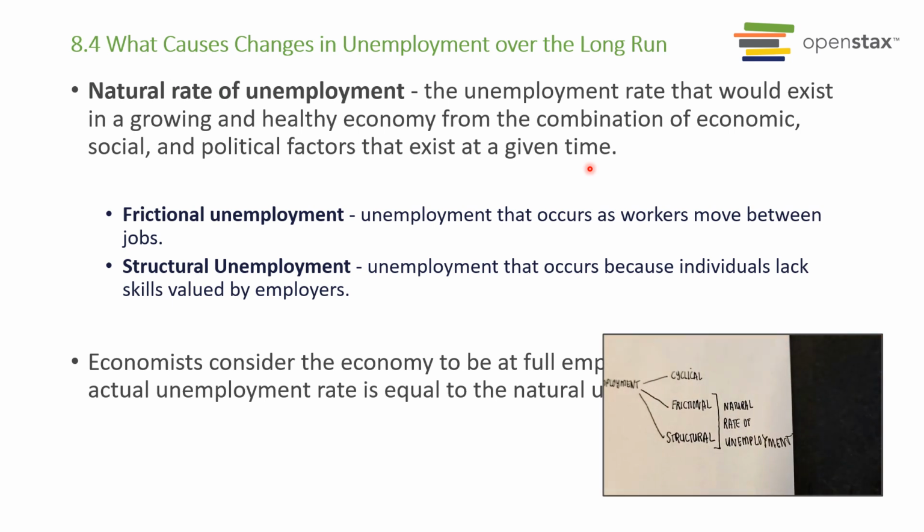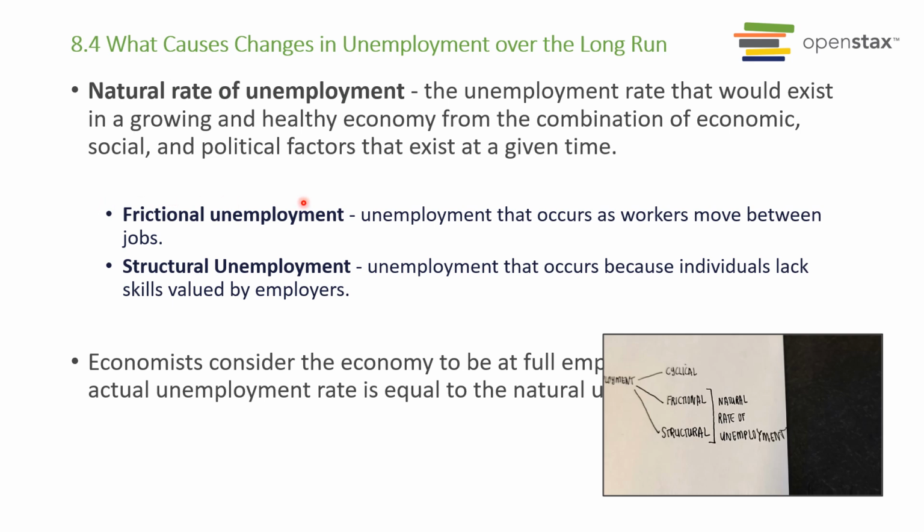Oops, I'm nearly off the page. Okay, so on the slide, let's take a look at each one of these. So first off, the natural rate of unemployment is the unemployment rate that would exist in a growing and healthy economy from the combination of economic, social, and political factors that exist at any given time. So we can't get around it. It is made up of frictional unemployment and structural unemployment.